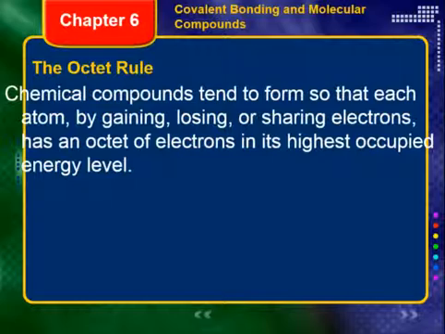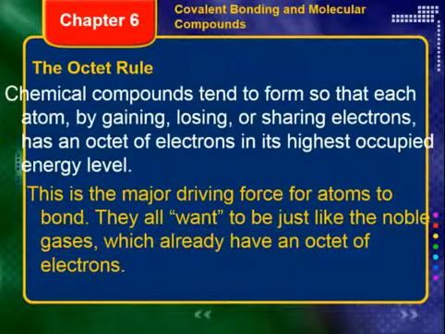Continuing with the octet rule, chemical compounds tend to form so that each atom, by gaining, losing, or sharing electrons, so we're covering ionic and covalent bonds there, has an octet of electrons in its highest occupied energy level. So whether you're going through an ionic bond or a covalent bond, gaining, losing, or sharing electrons, the ultimate goal is for you to satisfy that octet rule, to gain an octet of electrons in your valence shell. This is the major driving force for why atoms bond.